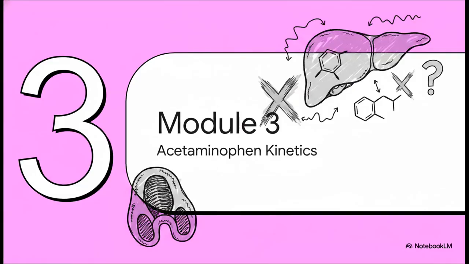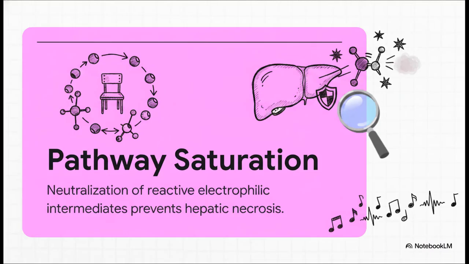All right, Module 3, acetaminophen kinetics. We're leaving the mitochondria now and heading over to the liver's metabolic pathways to look at one of the most incredibly common, yet sneaky overdoses we see. The physics behind this toxicity is all about pathway saturation. It's essentially a high-stakes game of molecular musical chairs.